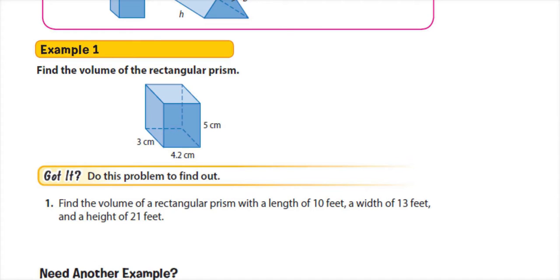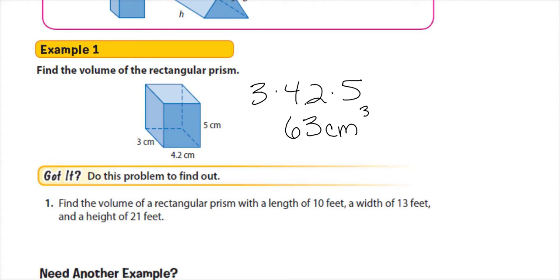Okay, so for this one we're going to find the volume of the rectangular prism. It doesn't matter which one you pick, you need to pick a base. So I'm just going to say it's the bottom. And so we're going to say it's 3 times 4.2 times 5. Okay, so let's go ahead and type that in. So 3 times 4.2 times 5. And we get 63. Okay, and then centimeters, and this time we're finding volume, so it's in cubes.